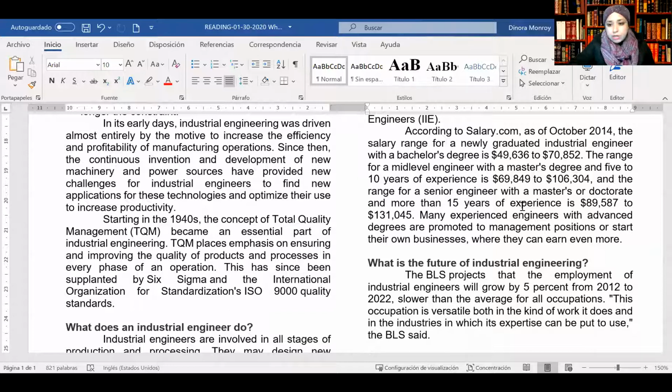The BLS projects that the employment of industrial engineers will grow by 5% from 2012 to 2022, slower than the average for all occupations. This occupation is versatile both in the kind of work it does and in the industries in which its expertise can be put to use, the BLS said. That's it.